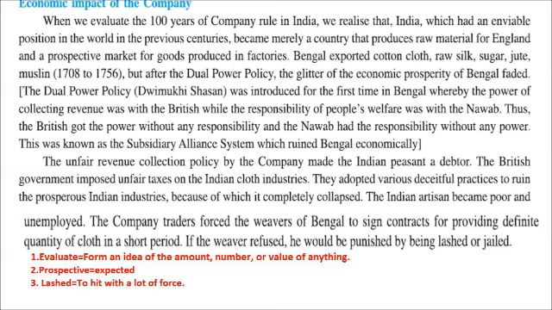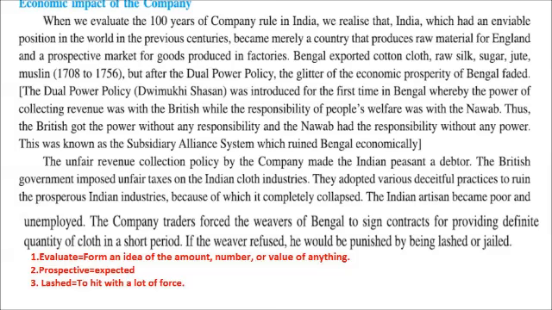They adopted various fraud, that is deceitful, practices to ruin, that is to destroy, the rich Indian industries. So they started cheating us, because of which our industries collapsed, that is shut down, destroyed. The Indian artisan became poor and unemployed.